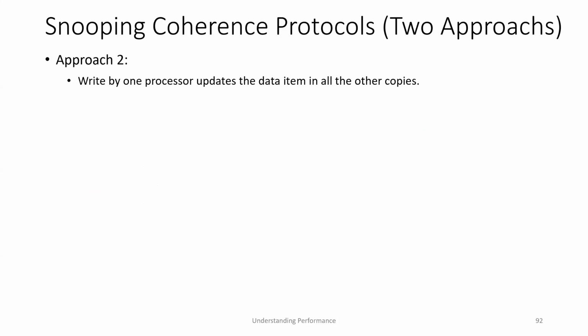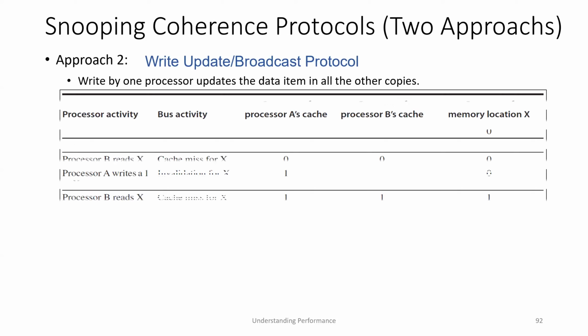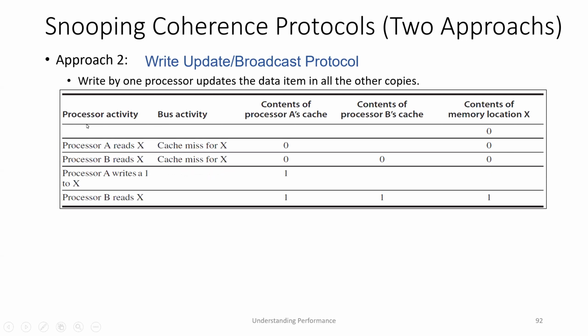The second approach is the update or broadcast protocol, meaning when one processor is reading, let's say a shared memory location X is there, both A and B are trying to read it. A reads it first, so its local contents will be 0. Then B reads it, then both A and B local contents are 0 and 0. When A writes to X, let's say it has changed 0 to 1, right? Its private cache will be 1 here.